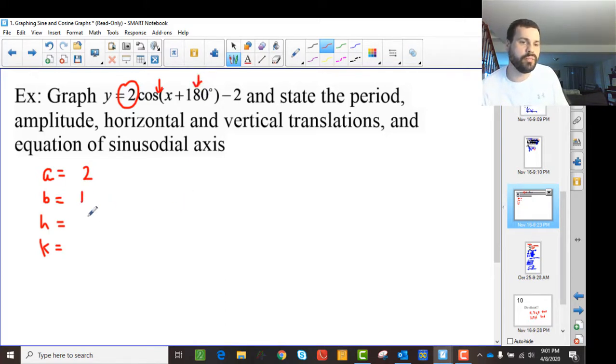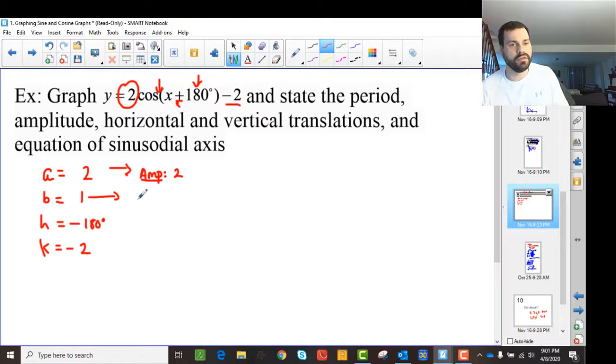H is 180, but it's negative, because it's a plus in here. So when you have a plus in here, it means the H is negative. We talked about that. And the K is right there, so K is -2. Those all tell me something. A tells me the amplitude, so I can state the amplitude is 2.